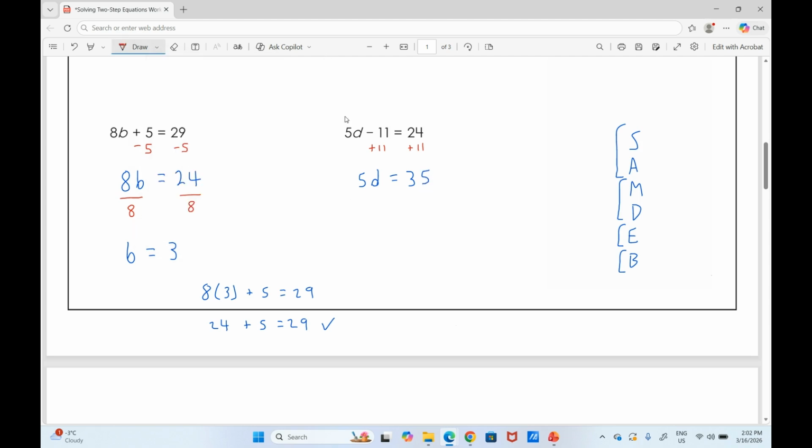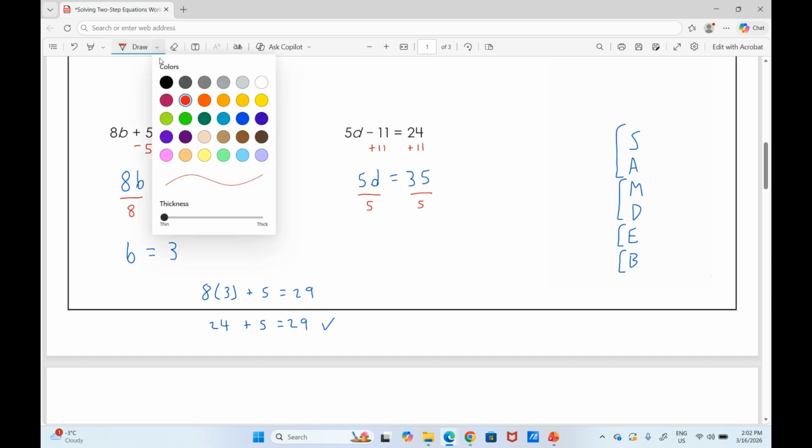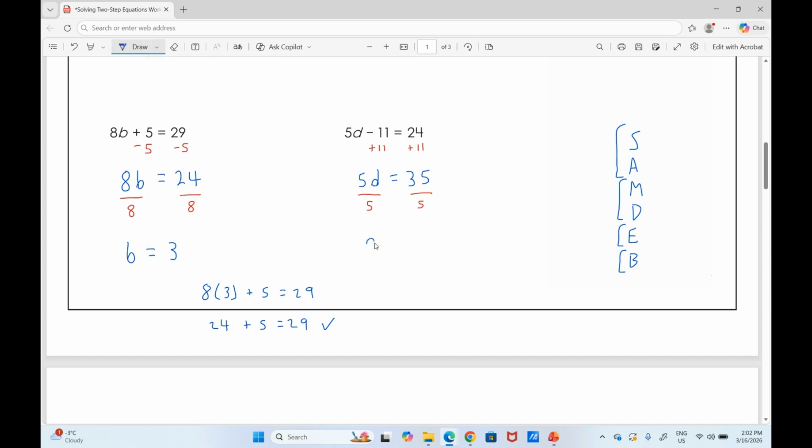Now I want d by itself, so I want to divide both sides by 5. By dividing the left side by 5, since I'm already multiplying by 5, 5 divided by 5 is going to be 1, so I get 1d by itself. And now 35 divided by 5 would be 7. Hence my final answer is d equals 7.